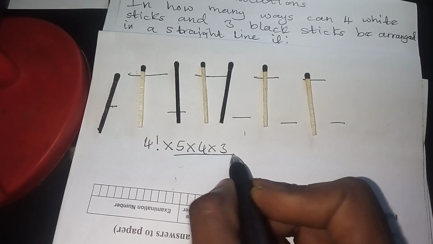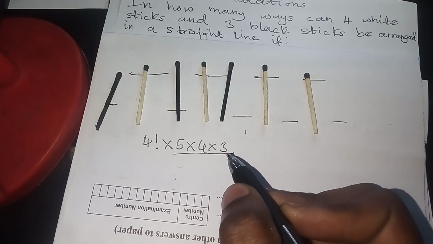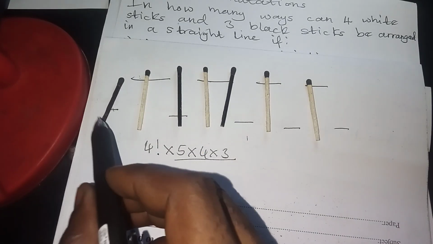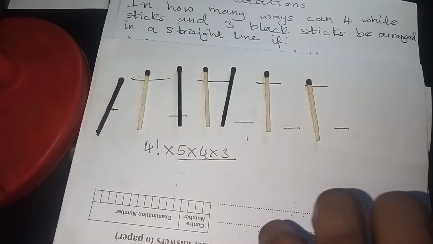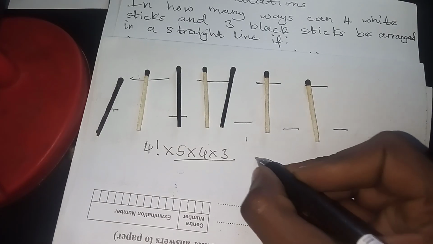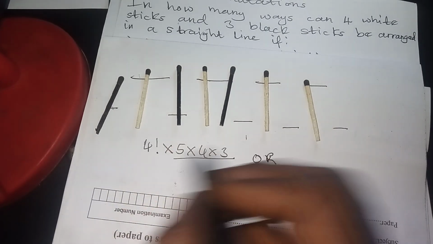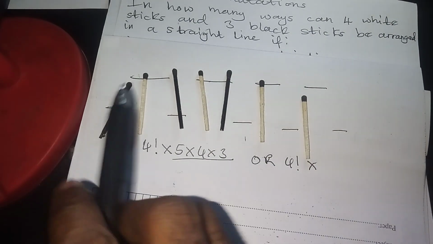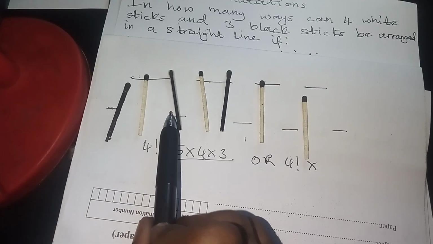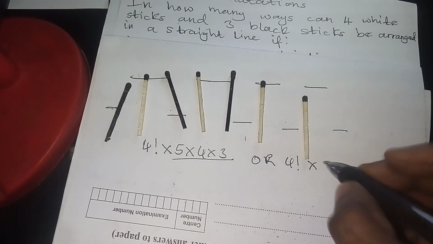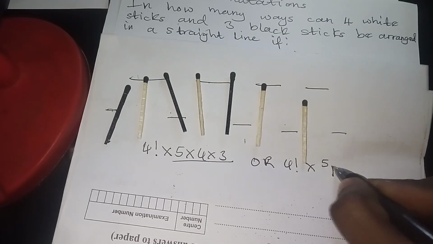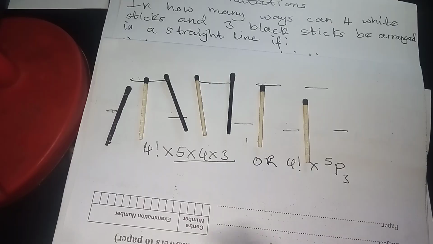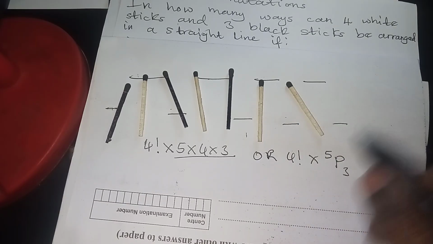In other words, this is like arranging three sticks given 7 slots. So you can also write this as 4 factorial multiplied by, we have 5 gaps, 1, 2, 3, 4, 5. So you can say 5 permutation, and then you have 3 sticks to arrange. This is just an alternative.